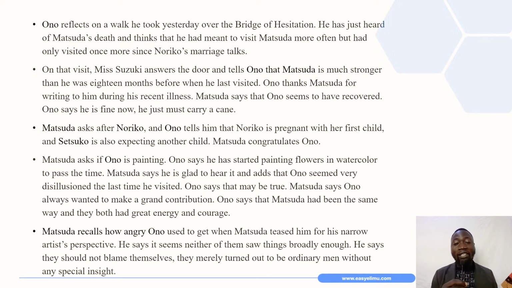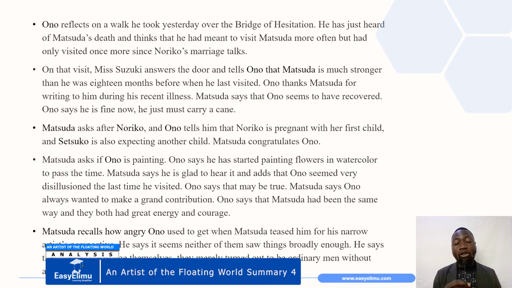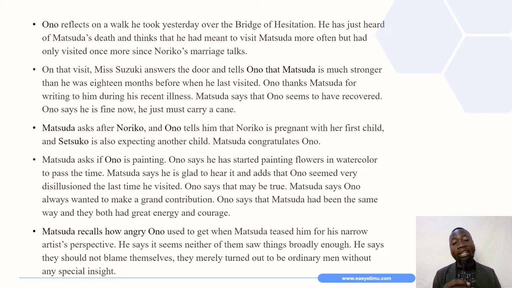So apparently Ono had also fallen sick. Masuda says that Ono seems to have recovered. Ono says he is fine now, he just must carry a cane, that is to support himself. Masuda asks after Noriko, and Ono tells him that Noriko is pregnant with the first child, and Setsuko is also expecting another child. So Masuda congratulates Ono.